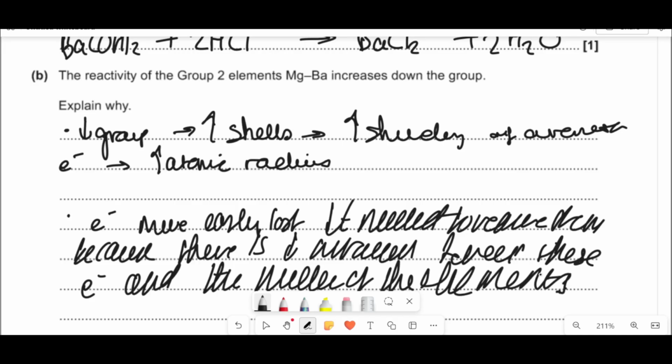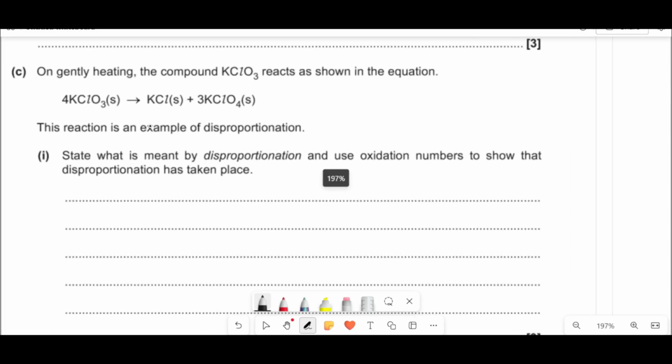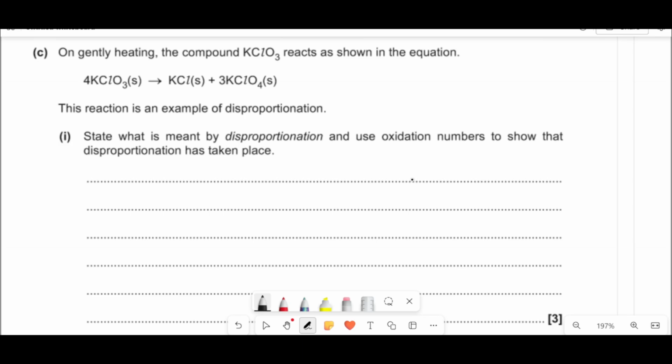You can't just say like bits and bobs and that's it, done. On gently heating, this compound undergoes this reaction. This reaction is an example of disproportionation. What is disproportionation? And show that it's taken place. So you can't really say species here, because loads of people love saying that. It's oxidation and reduction, or simultaneous.